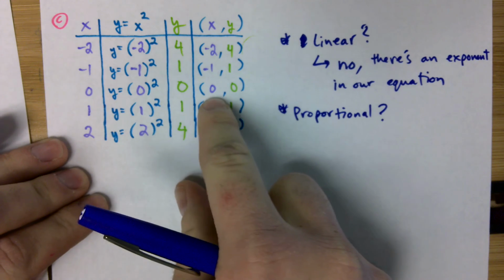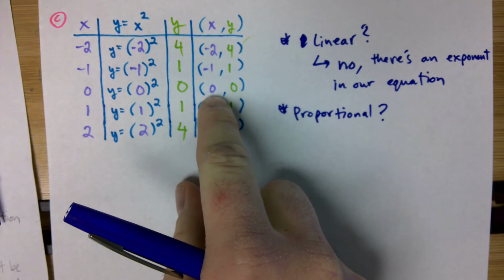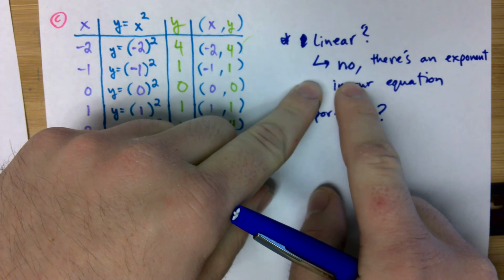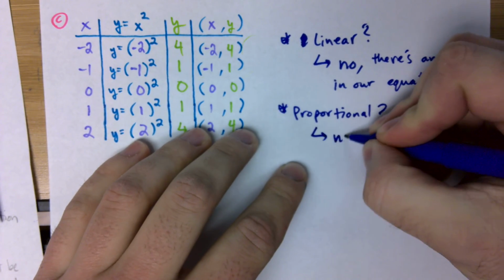Now, you may look at this and go, hey, wait a minute. It crosses through the origin. That makes it proportional, right? That's half of what makes it proportional. What's the other half, folks? It's got to be linear. Is it linear? No. So it's also non-proportional.